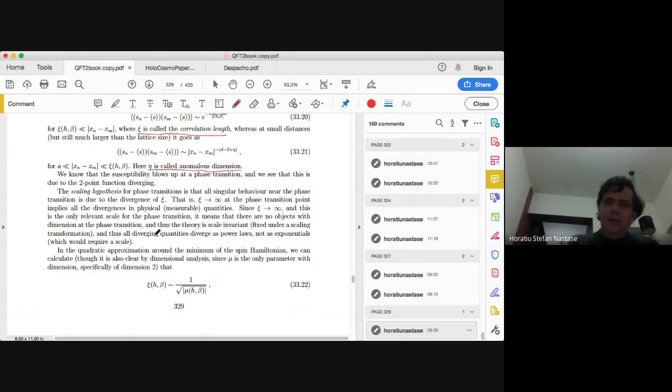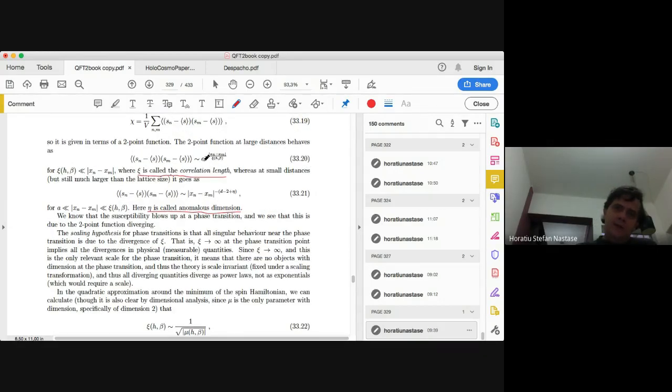So that means all diverging quantities must diverge as a power law. Why is that? Because if we have an exponent, the exponent must be of something dimensionless. But to make something dimensionless out of something with dimension, you need the mass scale. So since you don't have a mass scale anymore, you cannot construct an exponential. So the only thing you can construct is power laws in x.